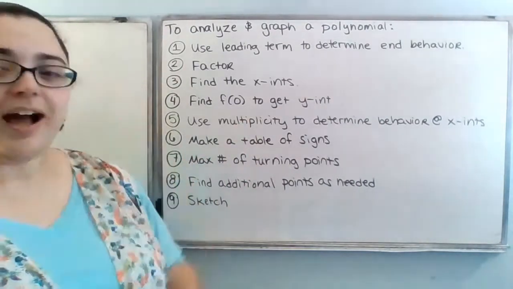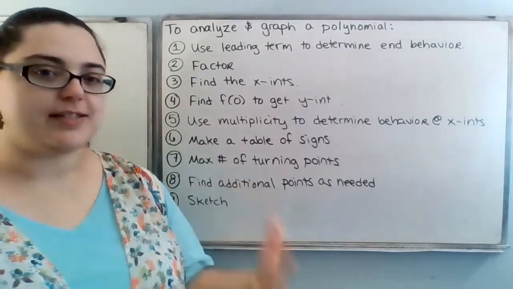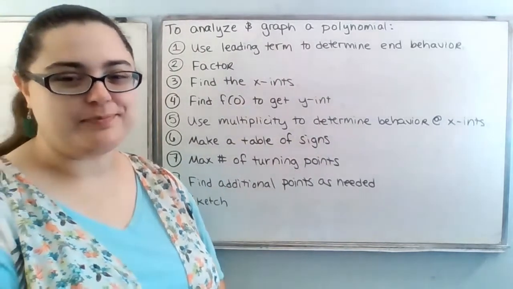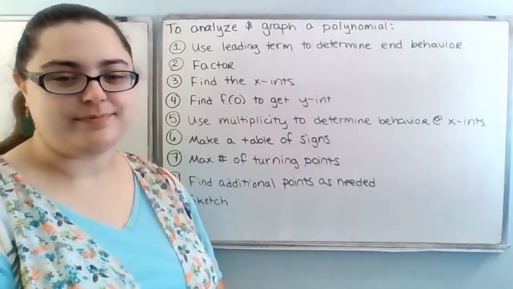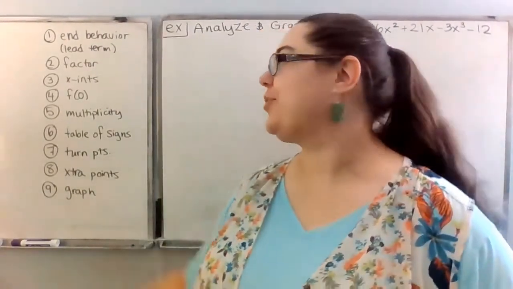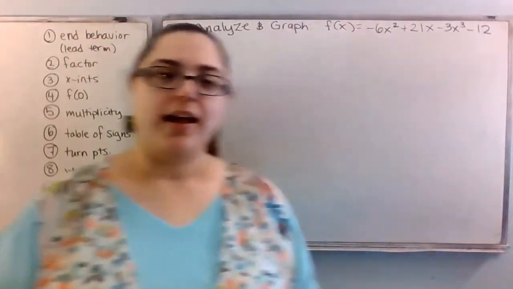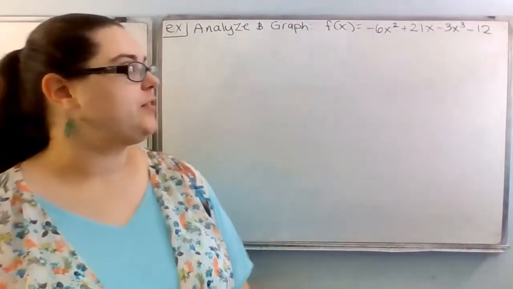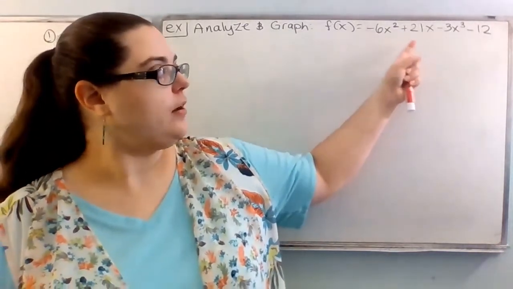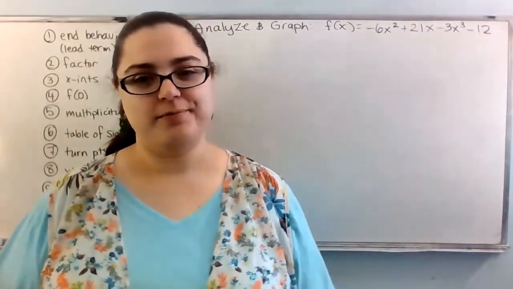So I'm going to write a summarized version of these over here, and then we'll go through an example of applying all of these steps to graphing a polynomial function. All right, so I've got my summary of steps, kind of like a checklist here off on the side. And for this example, we're going to analyze and graph the function f of x equals negative 6x squared plus 21x minus 3x cubed minus 12.